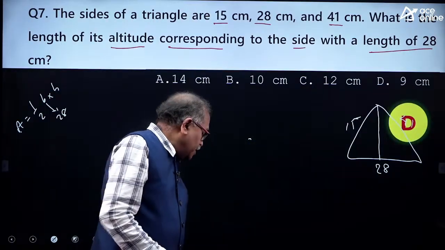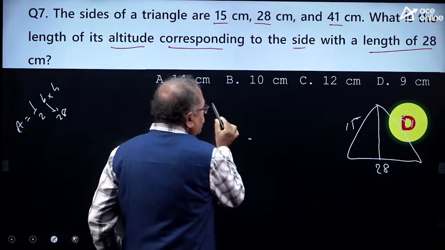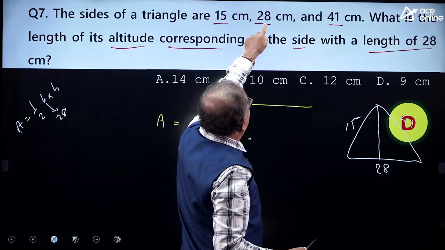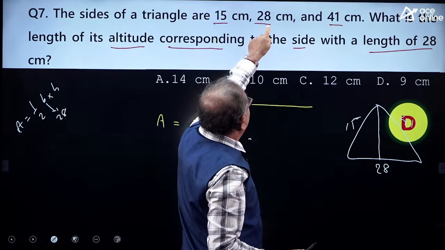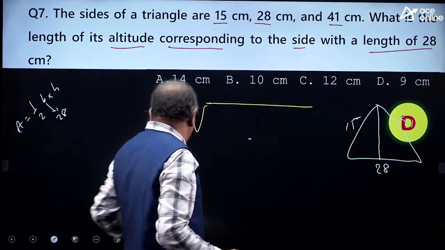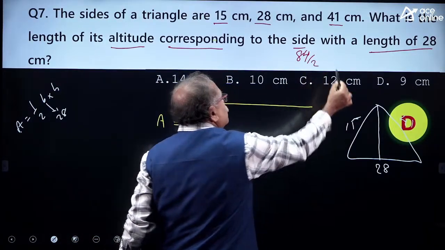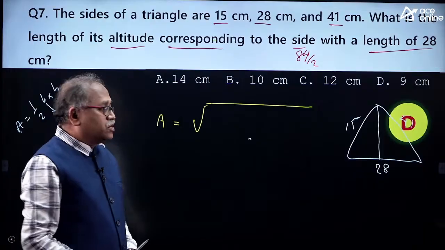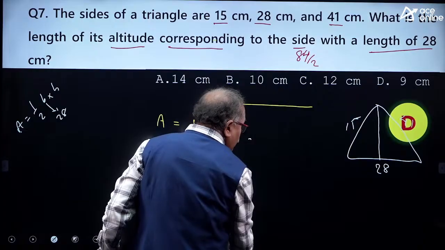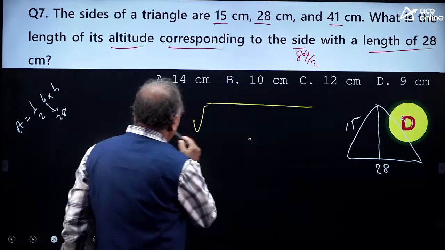That's right. Okay. So what he has done is, he first found the area using the square root formula. Half of the perimeter, that is 15 plus 28 plus 41, 84, divided by 2, that comes to 42. So 42 has been taken over here. Am I right?